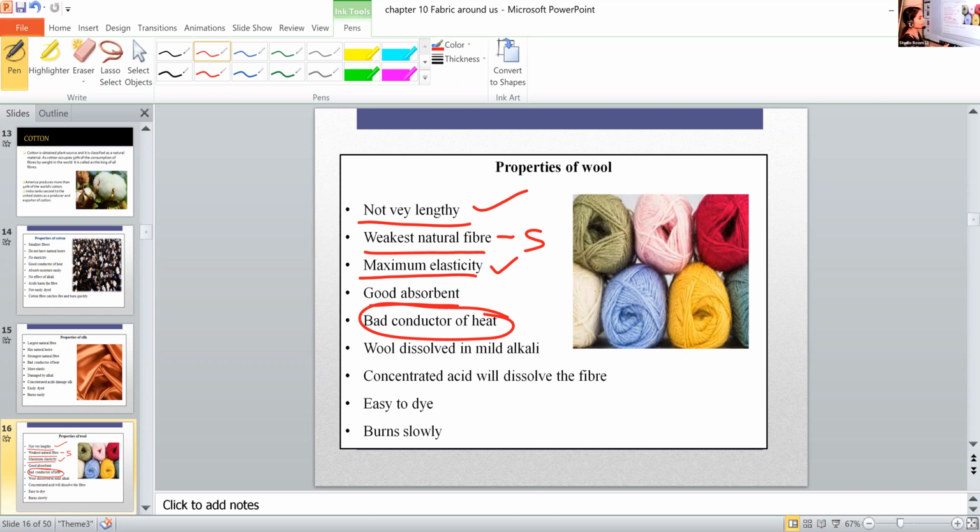Then the major difference between cotton and wool is bad conductor of heat. Cotton is a good conductor of heat, but wool fiber is a bad conductor. It doesn't conduct the heat. So we feel more hot when we wear it in the summer season and all. Then wool dissolves in mild alkali. That is a chemical property. In cotton, there is no effect from alkali. But here, it dissolves with alkali.